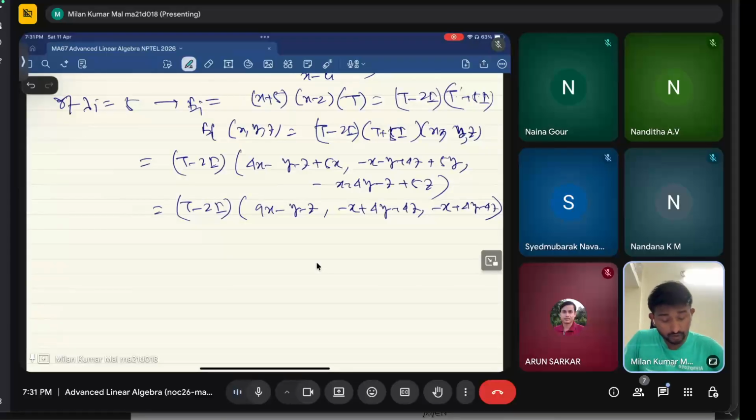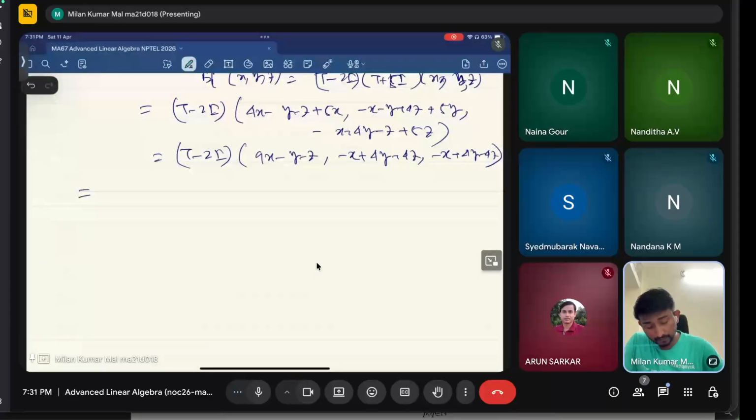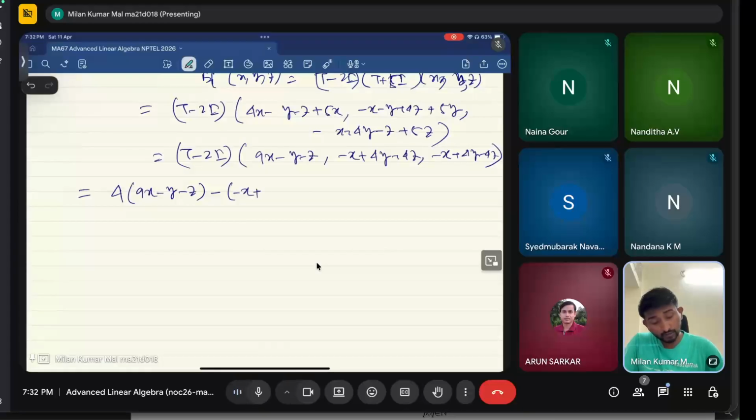But why is one term going to be different? Okay, so now what will it be? T of this one will be 4 times (9x minus y minus z) minus x plus 4x minus y minus z. Okay, this is just the calculation. And minus x plus 4y minus 4z minus 2 times (9x minus y minus z). So this is the first entry.